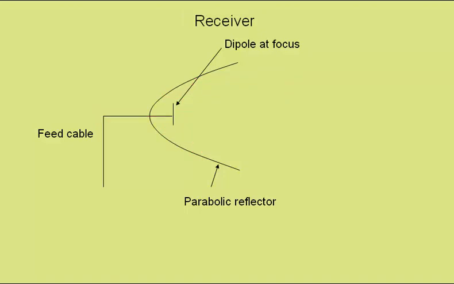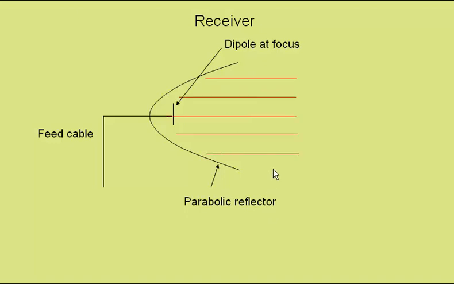When receiving the beam, we need to gather together the energy landing on a large area and bring it down to focus at a small point. This is done again using a parabolic reflector. The rays now come in to the reflector, they're focused to the dipole, the signal is then sent down the feed cable.